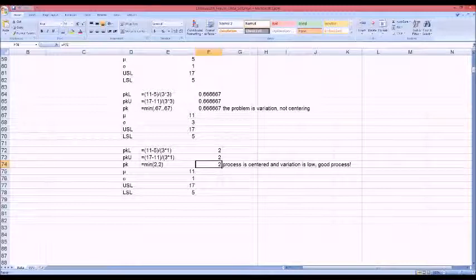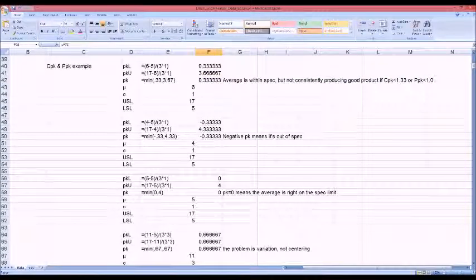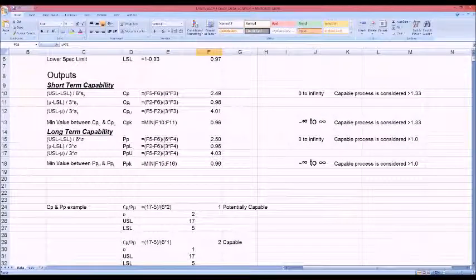Okay? Hopefully that clears some things up for everyone and makes a little bit more sense of capability. It's really not that difficult once you kind of get the hang of it. It's just understanding what the numbers are saying.